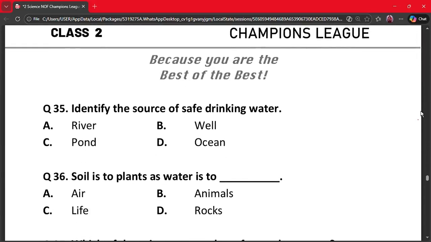Next question is question 35. Identify the source of safe drinking water. A. River. B. Well. C. Pond. And D. Ocean. The correct answer is option B, that is well. Well water is usually clean and safe if properly maintained. River and pond water may be polluted, so the correct answer is option B, that is well.